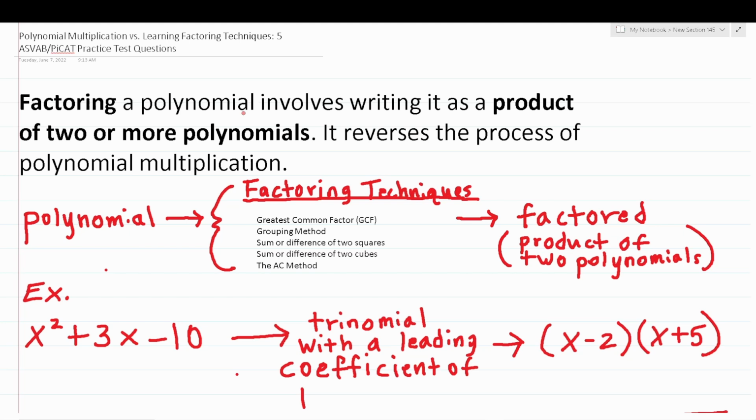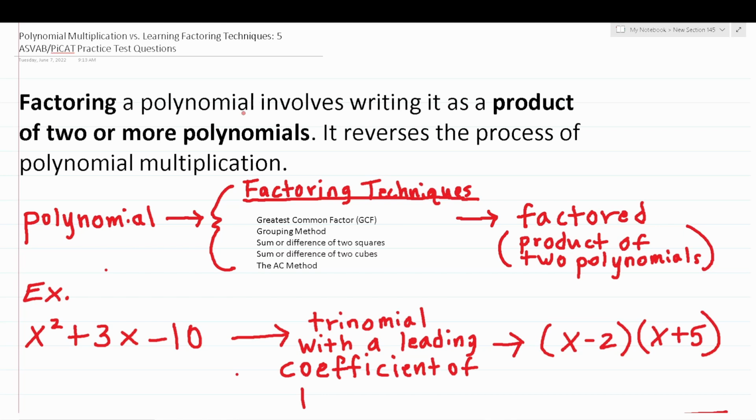In today's video, I'm going to be discussing how you can use polynomial multiplication instead of learning all the factoring techniques to answer factoring questions in the mathematics knowledge subtest of both the Armed Services Vocational Aptitude Battery, that is the ASVAB, as well as the pre-screening Internet Delivered Computer Adaptive Test, that is the PiCAT.